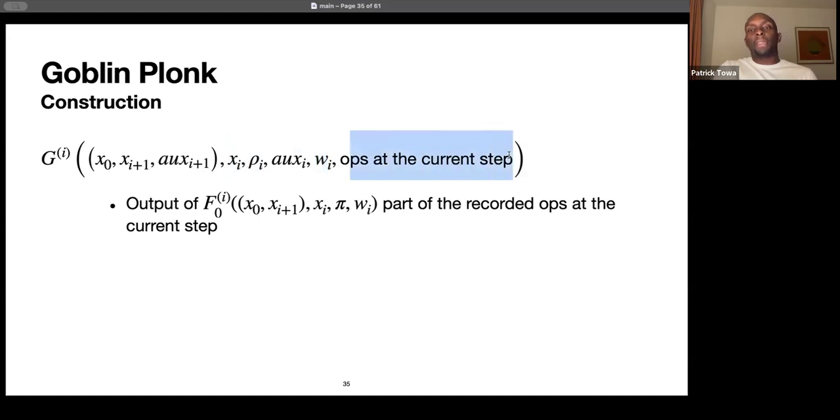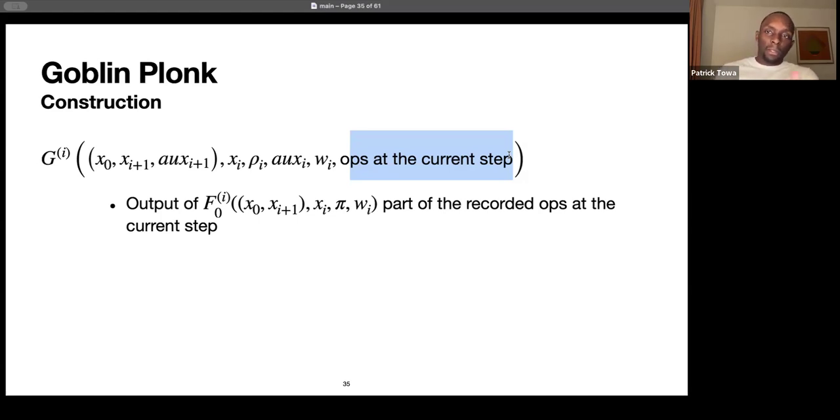And what we are also going to get are the expensive operations, the record of expensive operations at the current step. Because remember, I said you only want to record those operations and prove consistency later. But basically, I want to define such a core function.